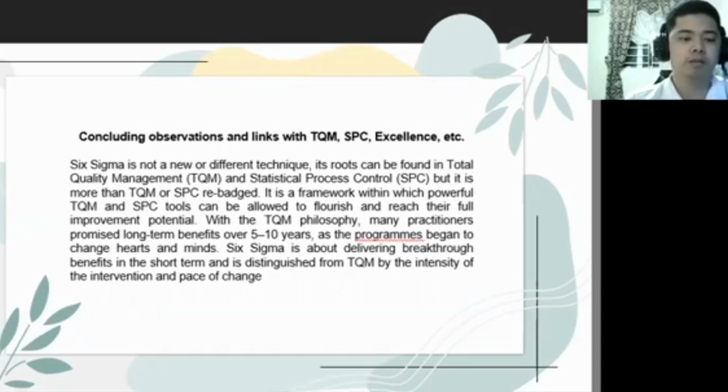Yung Six Sigma naman po is hindi naman daw bago or iba. Kumbaga, nagmula to sa TQM at SPC pero mas improved na siya. Naging basis niya yung dalawa na yun para mabuo ang Six Sigma. So, nakadesign ang Six Sigma para magbigay ng breakthrough benefits para sa short term, and pinagkaiba niya sa TQM ay yung intensity of intervention and pace of change.